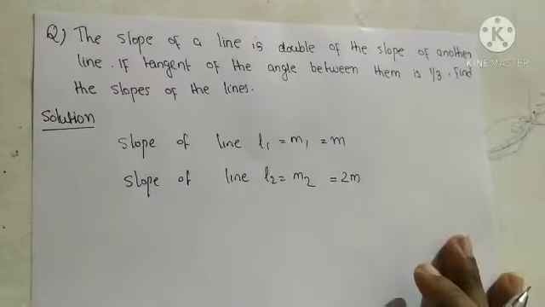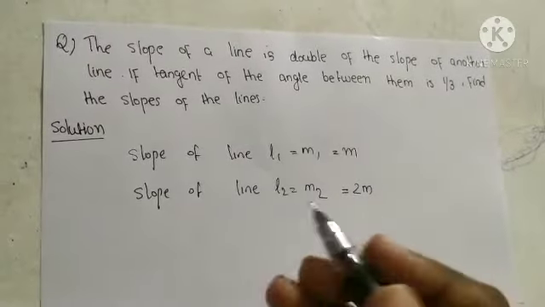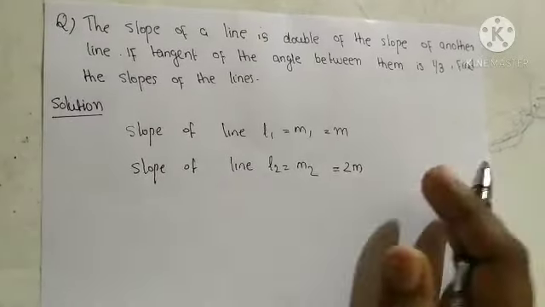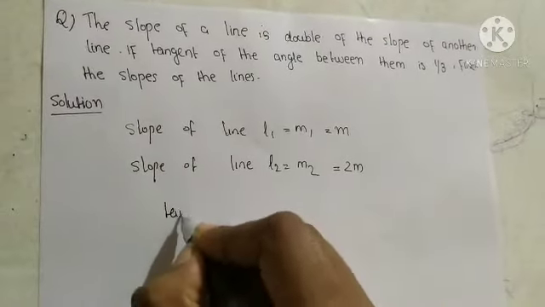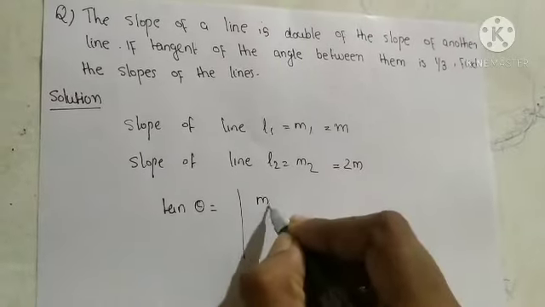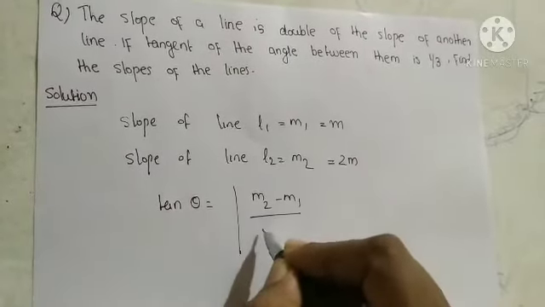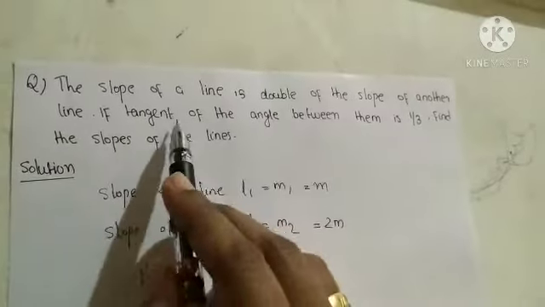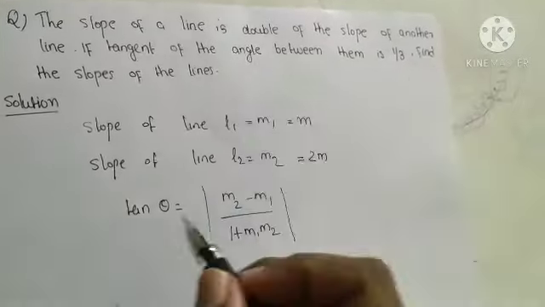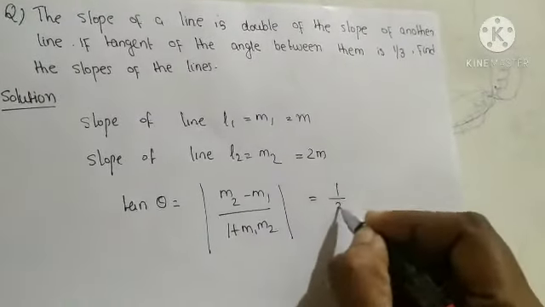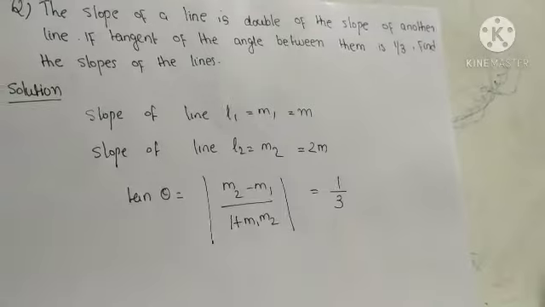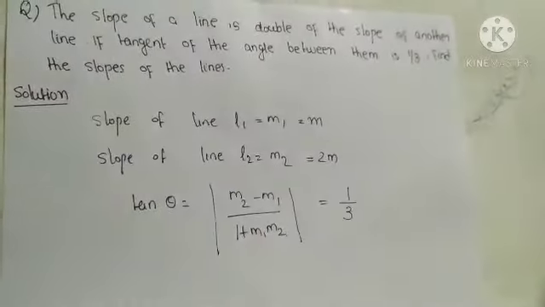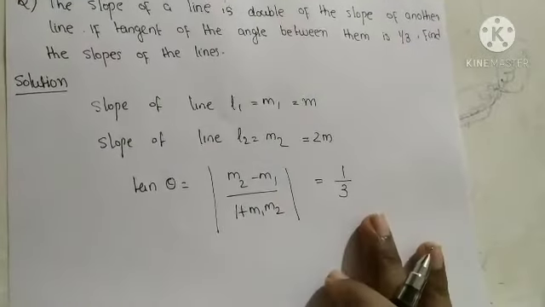Okay, and we know that the angle between two lines can be calculated by using the formula tan theta equal to mod of m2 minus m1 divided by 1 plus m1 m2. Right. So given that the tangent of the angle between them is 1 by 3, that means tan theta is given as 1 by 3. So I am writing here it is equal to 1 by 3.